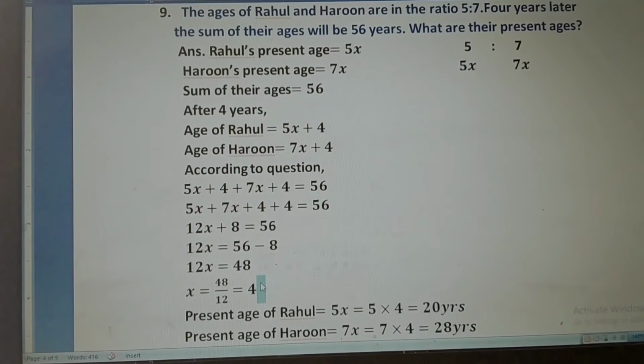According to the question, the sum of their ages is 56. That is, Rahul's age plus Harun's age is equal to 56. 5x plus 4 plus 7x plus 4 is equal to 56. Take like terms together. 5x plus 7x plus 4 plus 4 is equal to 56. 5x plus 7x is 12x, 4 plus 4 is 8. 12x plus 8 is equal to 56.